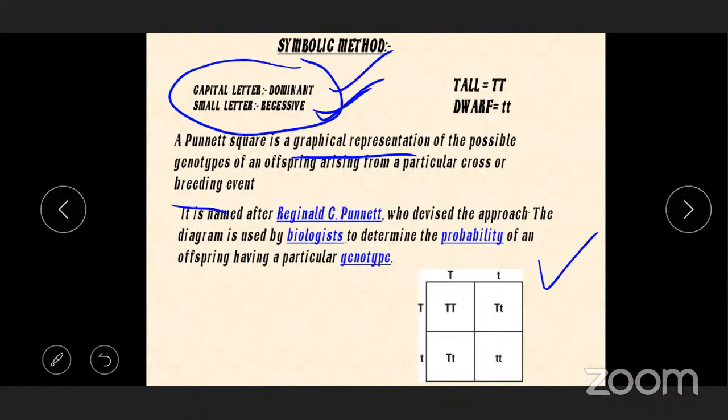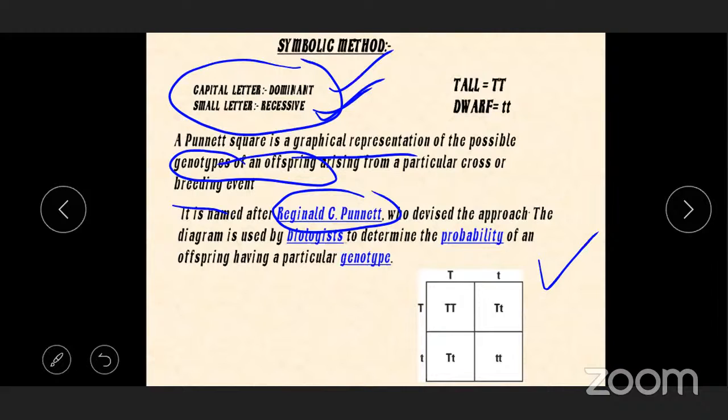Okay, what is a Punnett square? It is used to fill in the genotypes of offspring. Reginald C. Punnett gave the Punnett square for the first time.